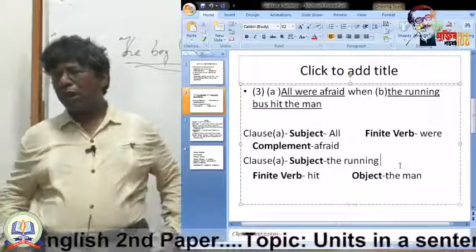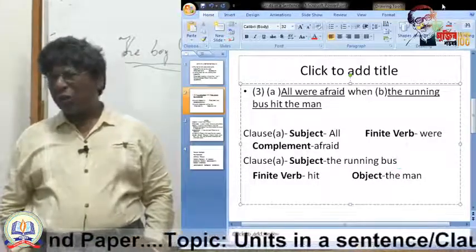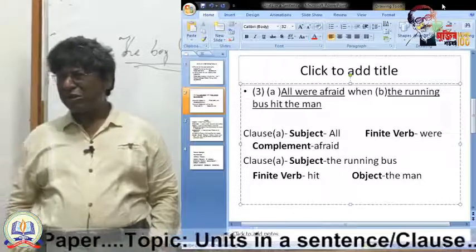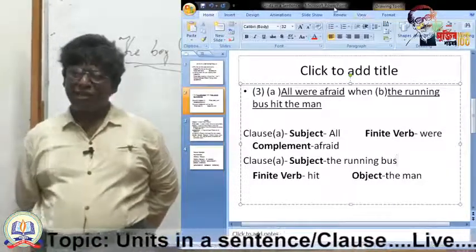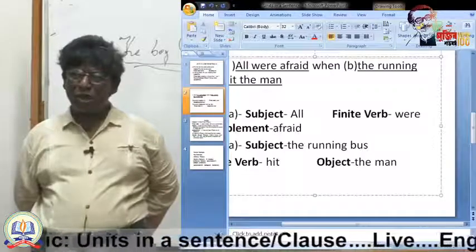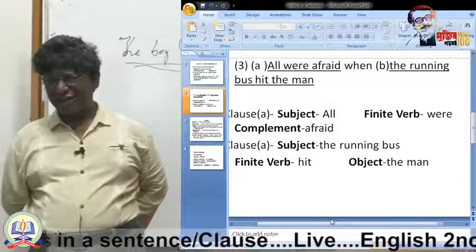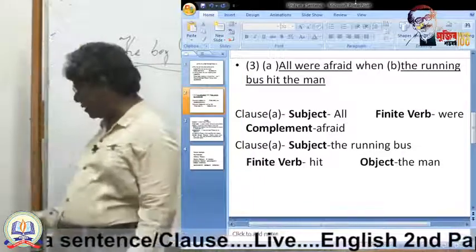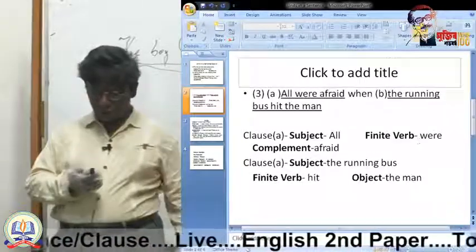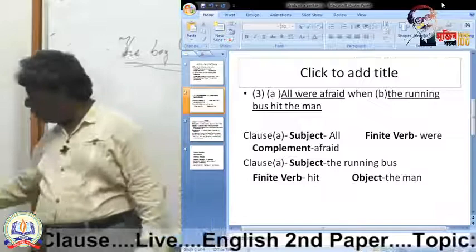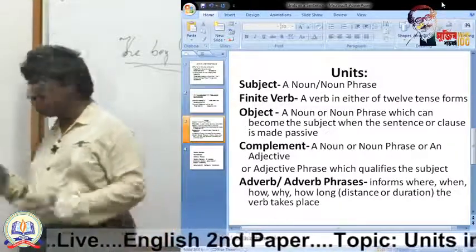So, from the three questions discussed so far, we have got different grammatical items as the parts or units in a sentence. Let us look at a glance at the different units in a sentence or in a clause. Now I will discuss what a clause is.